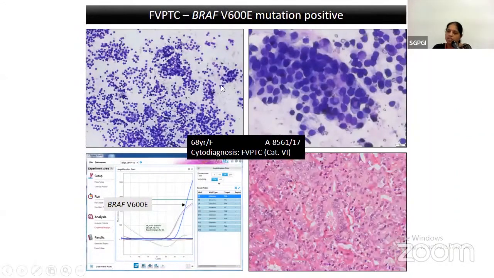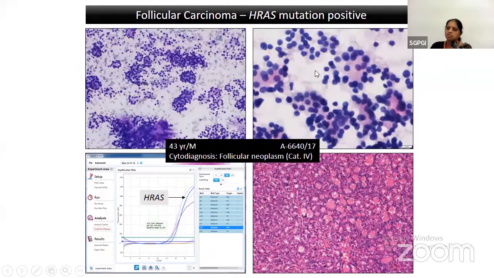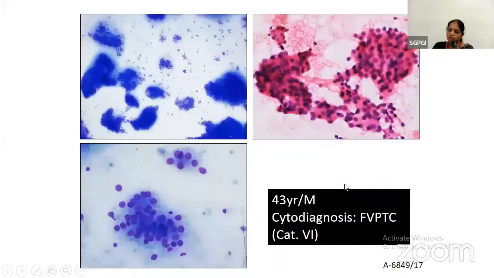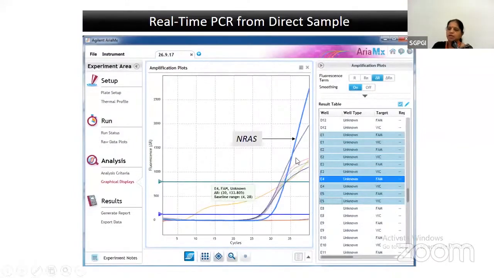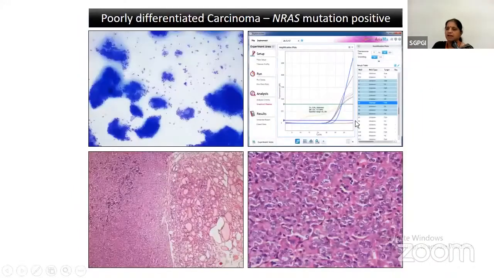And then, of course, here was an FVPTC. We suspected it, and BRAF was nicely positive in this. And this was a follicular carcinoma, which was put into category 4, follicular neoplasm, which showed HRAS positivity and turned out to be a follicular carcinoma. Here was another case, an FVPTC, which showed NRAS positivity. And here was a poorly differentiated carcinoma, which was NRAS positive.